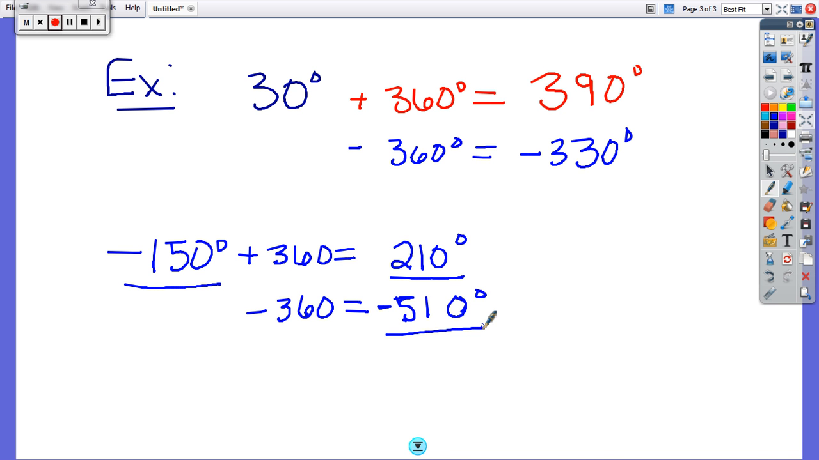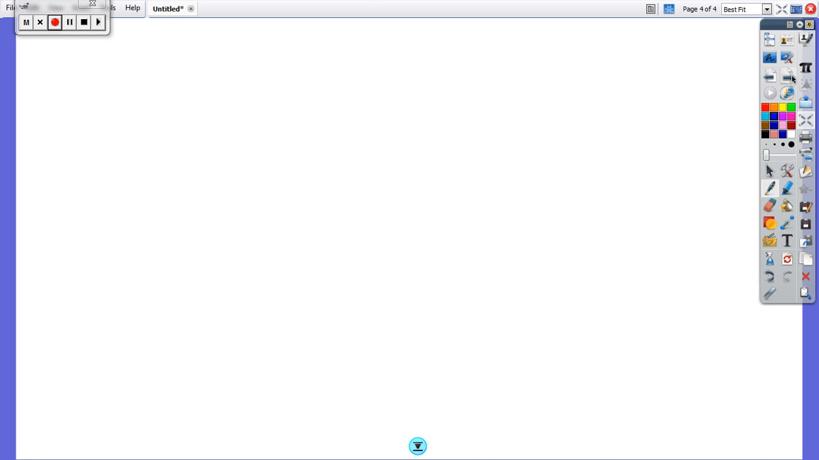Let's do the same thing. Let's try an example with radians now. So my radians example is going to be 2 pi over 3. I want to find some angles that are coterminal with 2 pi over 3. So we know that we have to add 2 pi to this to get our answer. So I'm going to add 2 pi.